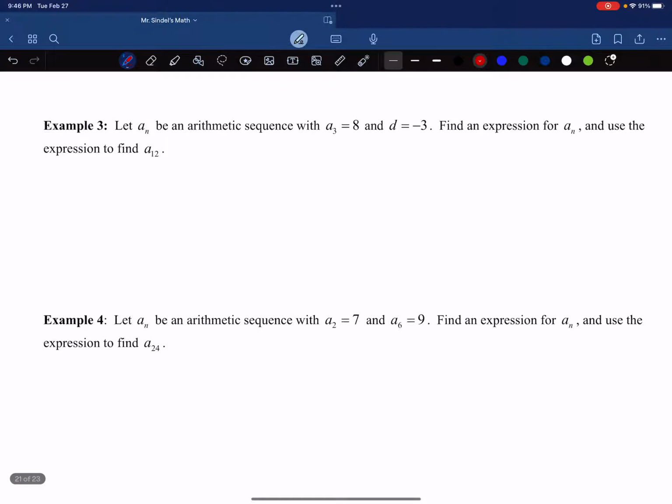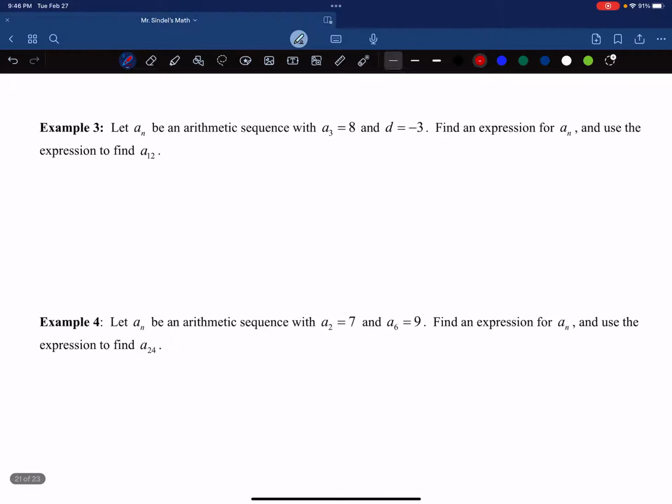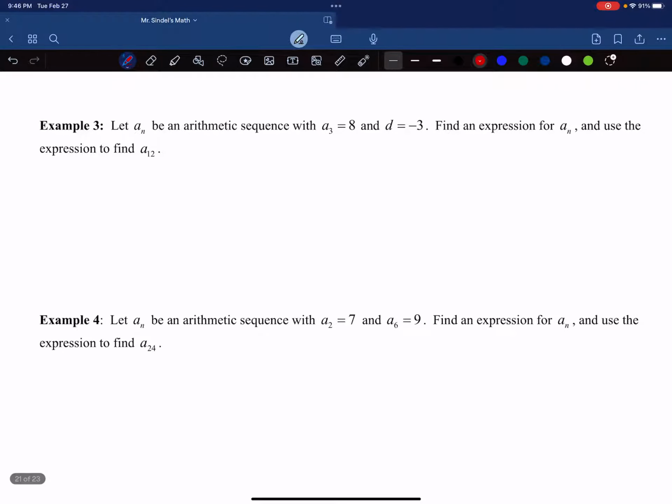All right, moving on to example 3. We're saying a sub n is an arithmetic sequence, and this is how I'm going to read this: the third term is 8. So here, let me draw a picture to make sure you understand what's going on. What we have is the first term here, so we'll say a sub 1 goes there. We have the second term there, a sub 2, and we have the third term here.